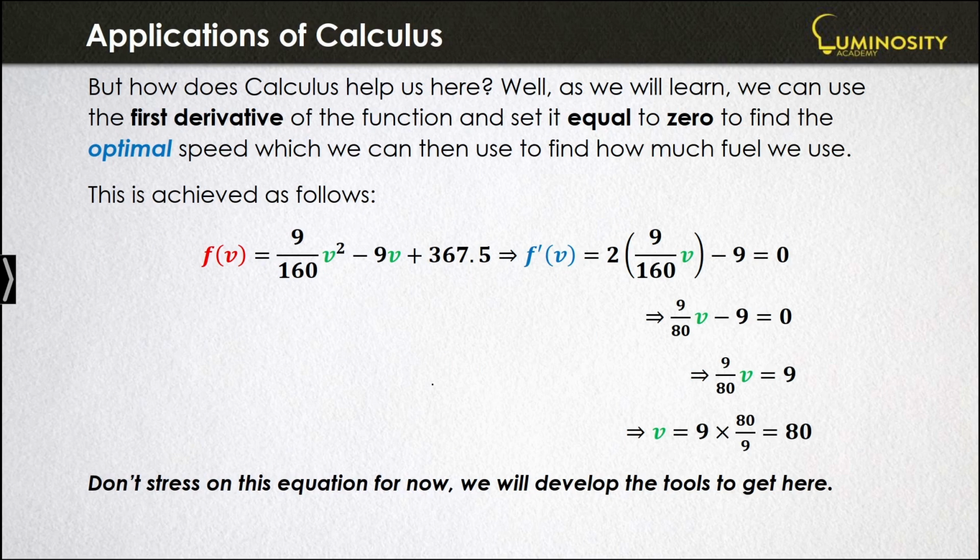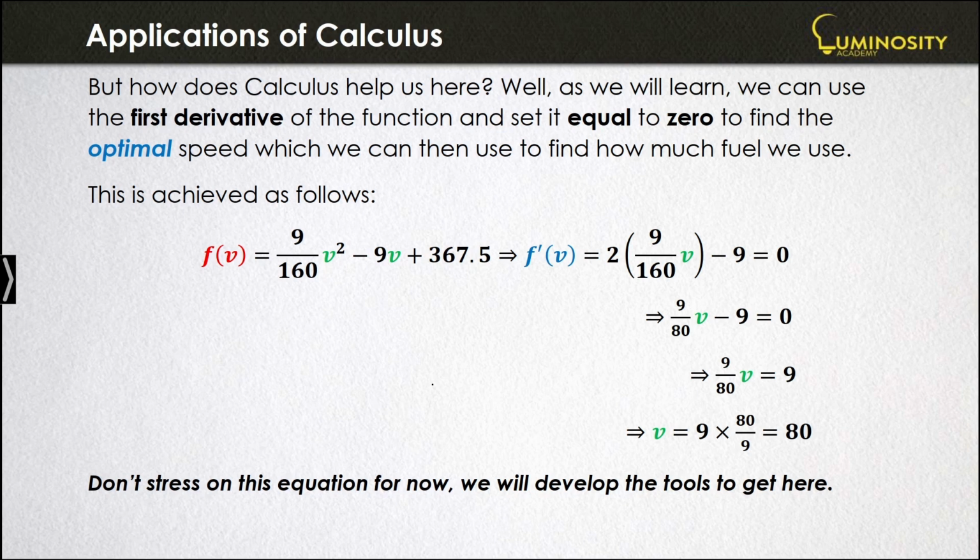Well, as we'll learn, we can use the first derivative of the function and set it equal to 0 to find the optimal speed. And that's essentially what optimization problems are all about. It's about taking the function, finding the first derivative, setting it equal to 0, and we will see why we have to set it equal to 0 as well. You've got to ask yourself those questions. Why are we doing this all the time? What is the actual meaning of it, and how did we get there? But that'll all be explained once we develop the tools. For now, we can see the direct application of the tools.